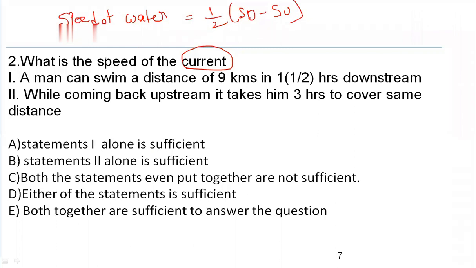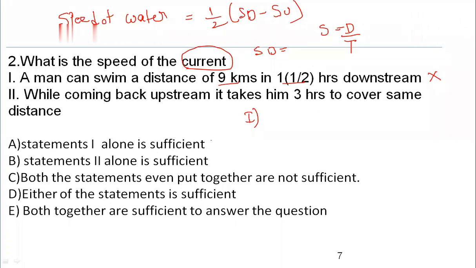So let me solve with respect to statement 1. If you see the statement 1 information, what is given over here? A man can swim a distance of 9 kilometers in 1.5 hours downstream. We know that basically speed is equal to distance by time. This is distance and this is time. With the first statement information, you can find out the speed of downstream. But to answer for the speed of water, you should have the speed of upstream also, right? So the speed of upstream information is not there in the first statement. So you can't answer the question with respect to the first statement information.